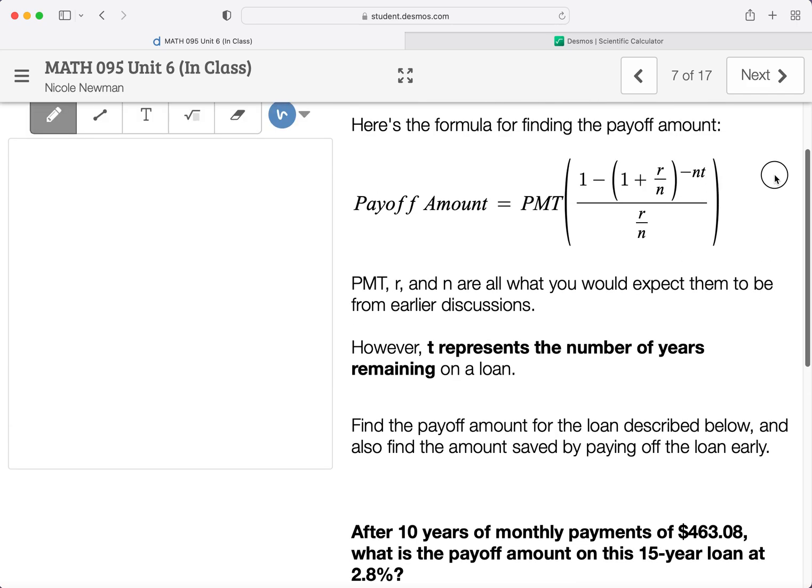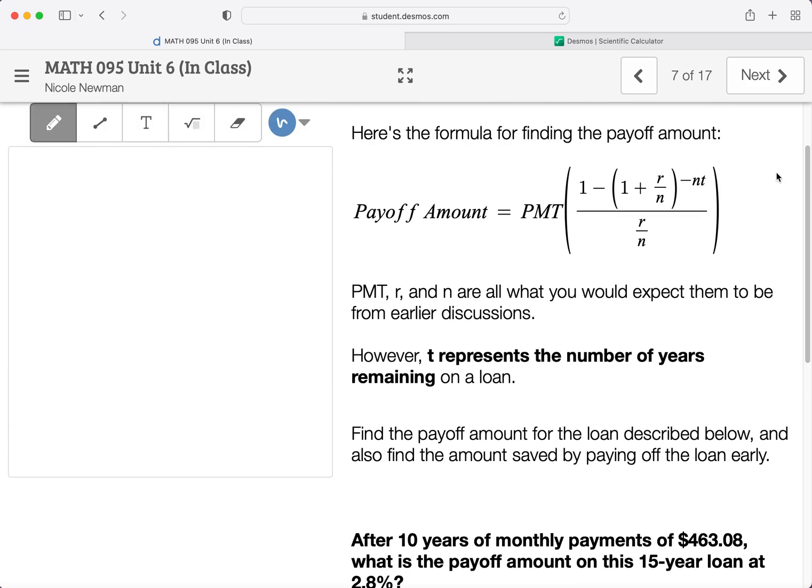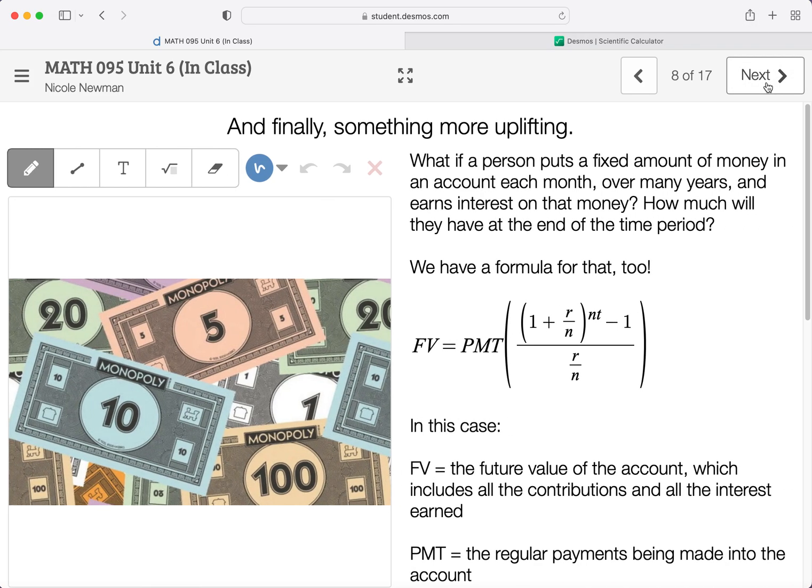All right. So we had a formula already today for the monthly payment. We have a formula for the payoff amount, and these are all about loans. We have one more formula for the finance component of things, and this one is a bit more uplifting. This one lets us figure out if we made regular, equal monthly payments into accounts over a long time, and we didn't make any withdrawals, and those earned interest as they went along, what would the total value of the account be at the end? This is the future value of many, many, many equal payments over time.